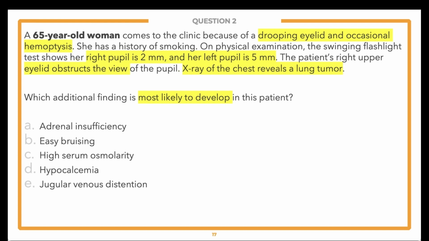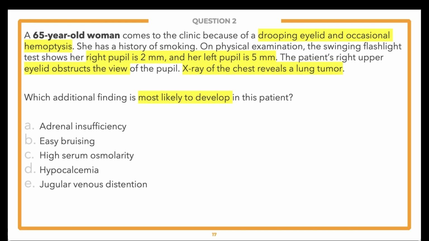So what additional finding are they likely to develop? Let's look at the options. As you guys said, jugular venous distension is the correct answer, as it makes sense. As there's a mass up there squeezing on things in the neck area, it's going to affect not only the sympathetic chain ganglion, it can squeeze on things like the superior vena cava and cause facial swelling and jugular venous distension. That's superior vena cava syndrome. It can affect things like the diaphragm by damaging the phrenic nerve and causing diaphragmatic paralysis. It can squeeze on the recurrent laryngeal nerve and lead to hoarseness of the voice.